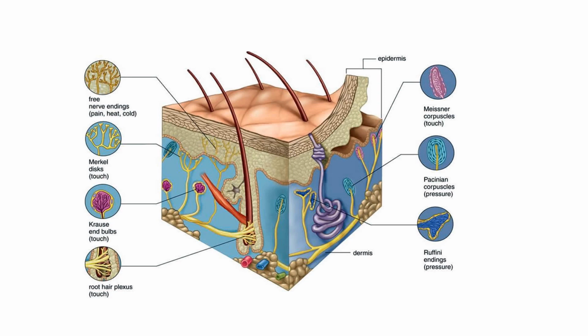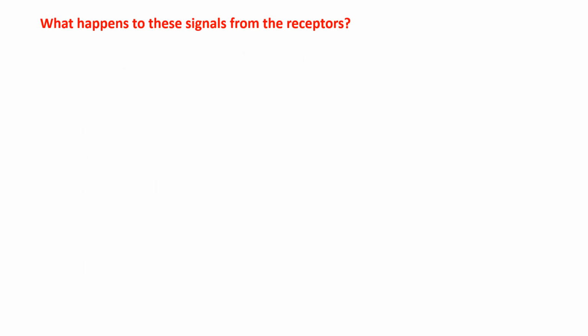So these receptors would have generated some signals. These receptors would have developed receptor potentials, and these receptor potentials would have then been converted to generator potentials, and from the generator potentials, of course, you'll have the action potentials that form in the attached nerves. So what happens to these signals from the receptors now?